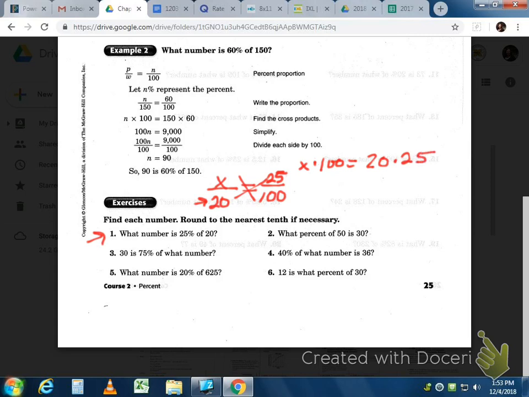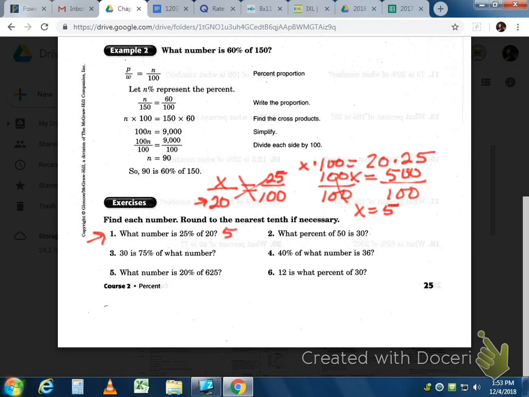What's X times 100? How do we write that? 100X. And then 20 times 25 would be 500. What's my last step? Divide by 100 so that X equals 5. Now is it 5% or is it 5? 5, because there's already a percentage there.